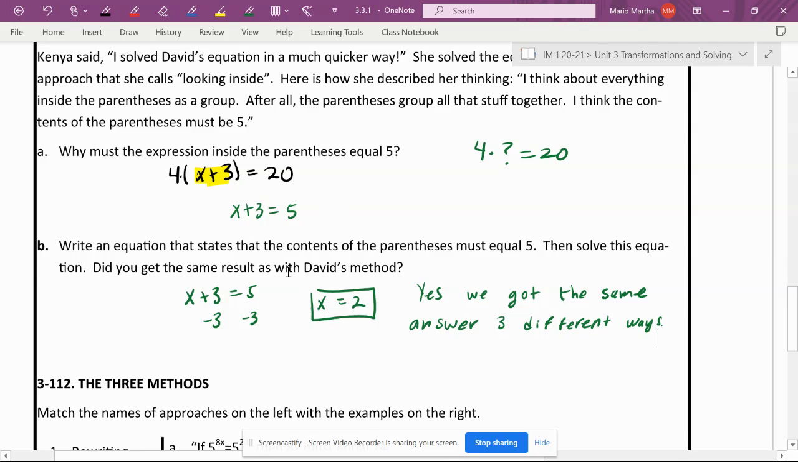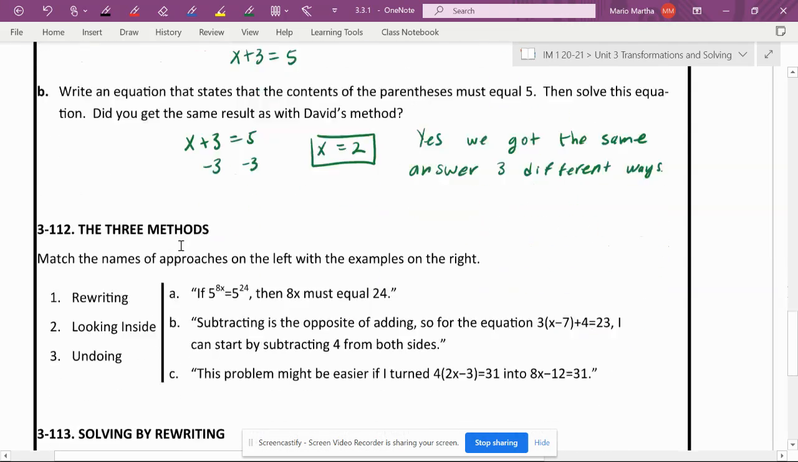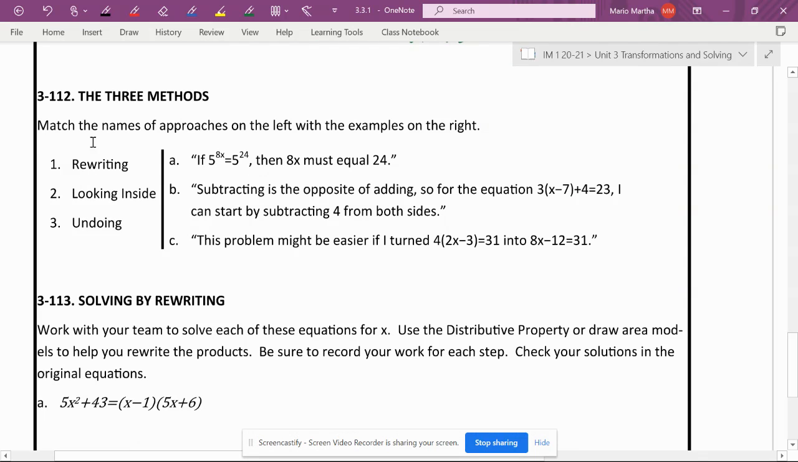It says write an equation that states the contents of the parentheses must equal 5. And then we got that again, and we solved the equation, and we got the same answer. So the next thing says the 3 methods. Match the names of the approaches on the left with the examples on the right.